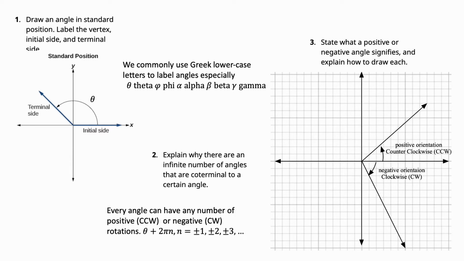State what a positive or negative angle signifies and explain how to draw each. Well, in standard position, for positive angles you rotate the terminal side in a counterclockwise direction. That's called positive orientation, and the negative orientation is in the clockwise direction. So that's what we mean by a negative angle: it's the clockwise direction.